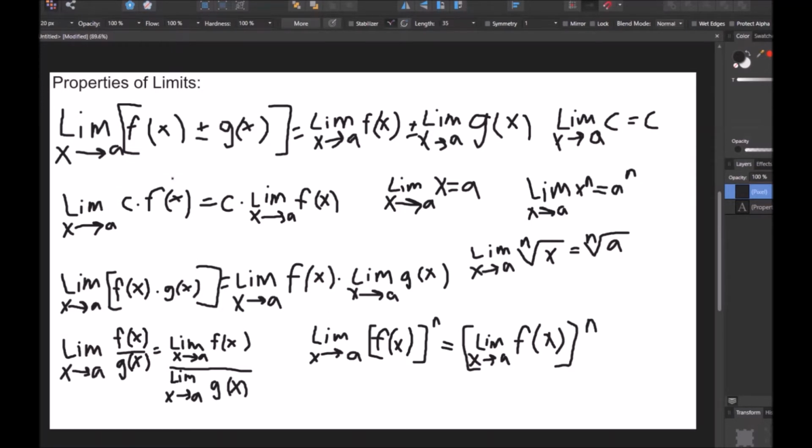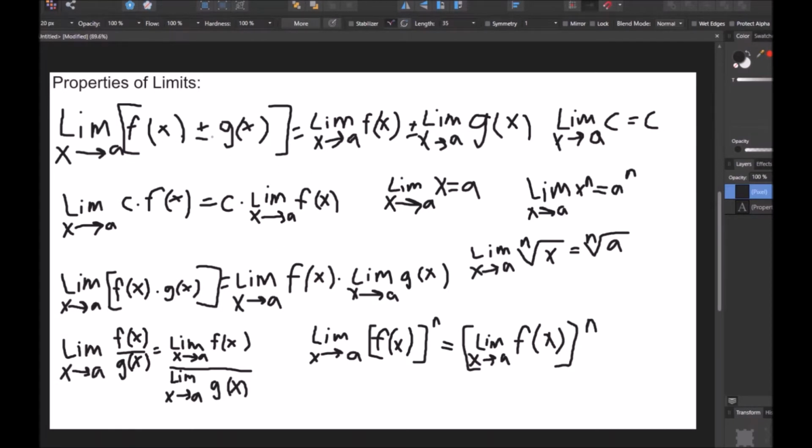So first we have the sum or difference rule of limits, which says that the limit as x approaches a, where a is some variable, of f of x plus or minus g of x, is going to be equal to the limit as x approaches a of f of x plus or minus the limit as x approaches a of g of x. And you can assume that these limits exist, and for these future limit laws, c is a constant and a is some variable and n is some integer.